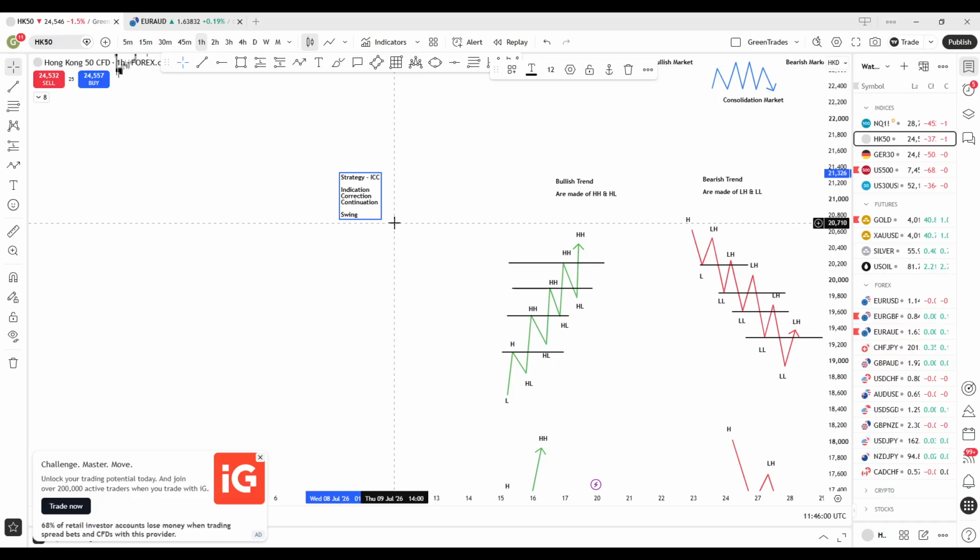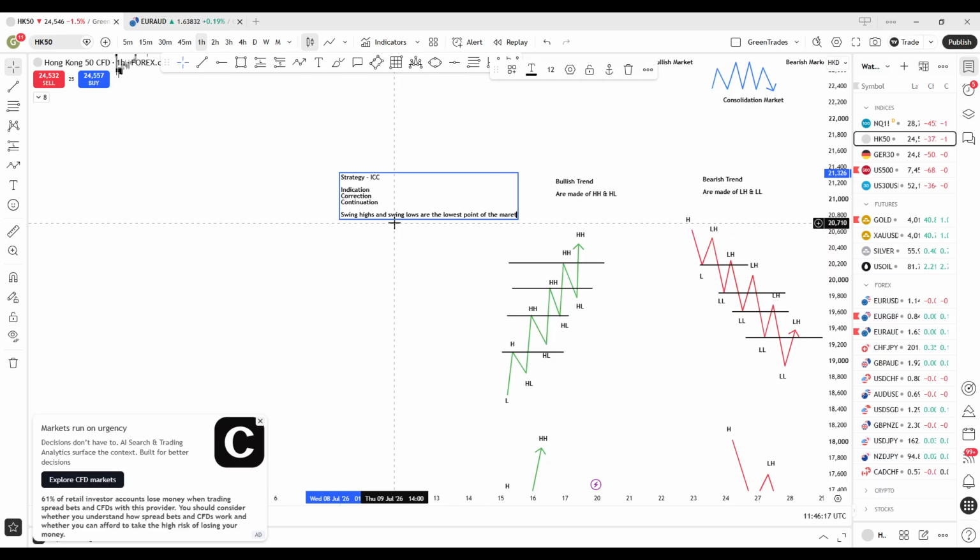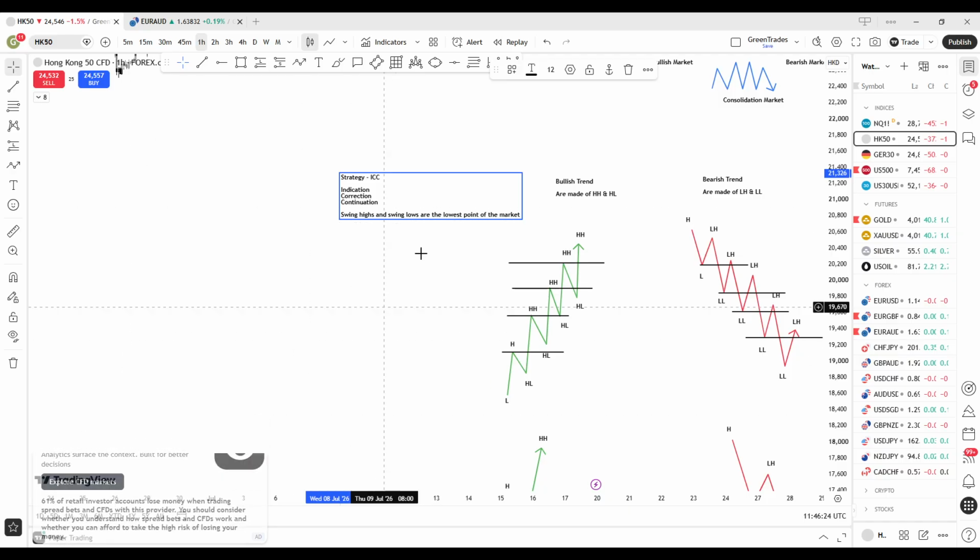Swing highs and swing lows are the highest and lowest points of the market.